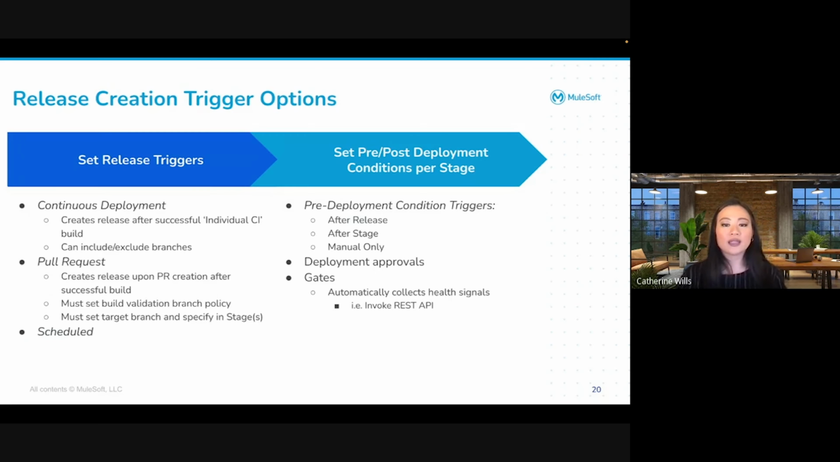So that gates are going to automatically collect health signals. So for example, there are some preset ones, such as invoke REST APIs. So say you could put that one as a post-deployment condition after it's deployed to production to invoke that API and see if it's healthy.